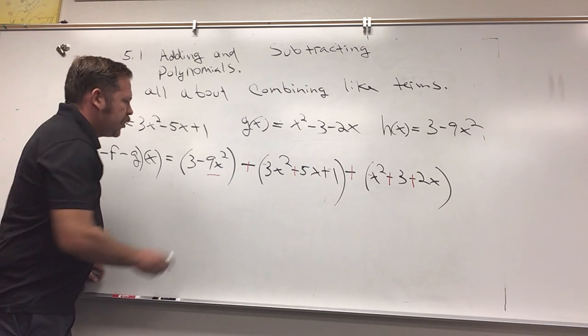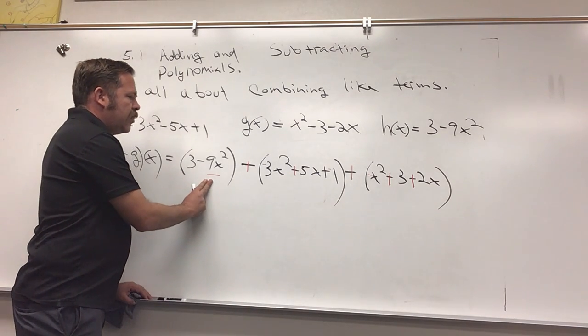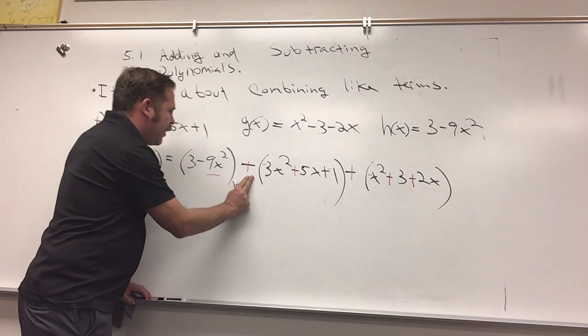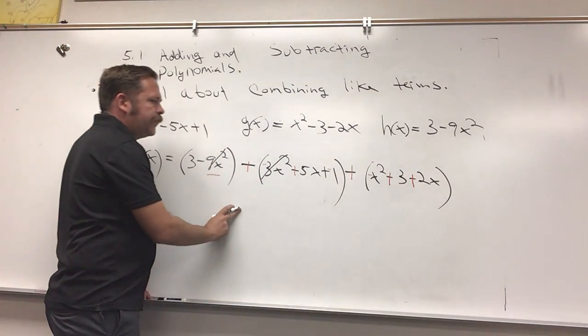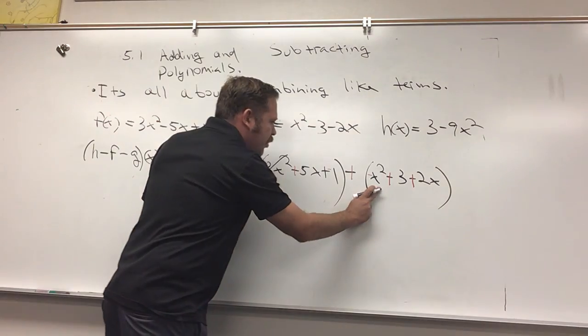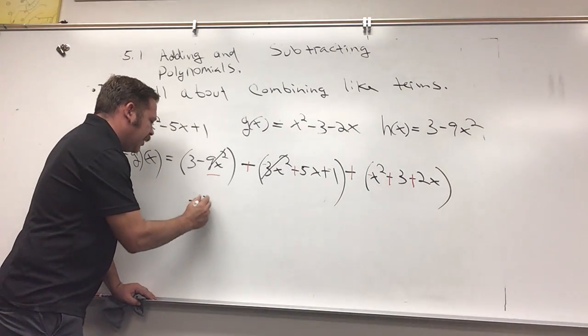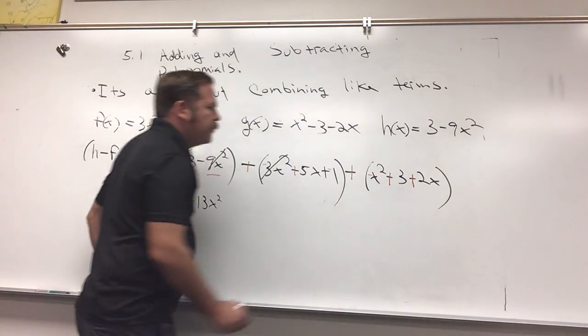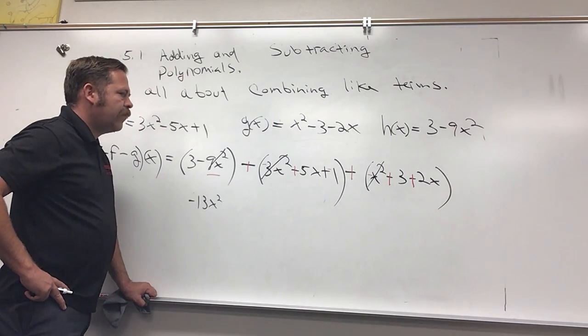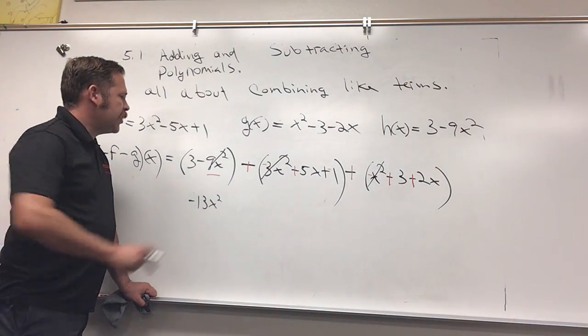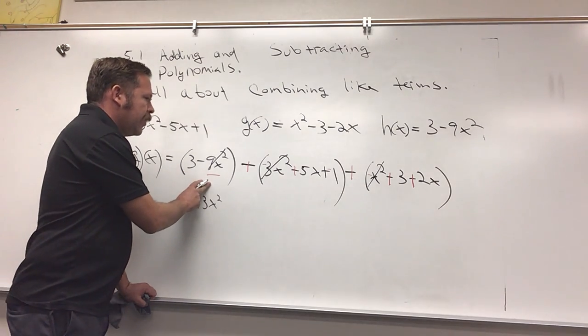All right, so I have a negative 9x squared plus a negative 3x squared. That's going to give me negative 12x squared so far. Plus a negative x squared, that's going to give me negative 13x squared. Boom. That takes care of my x squared terms. Now let's do my x terms. This does not have any x terms.